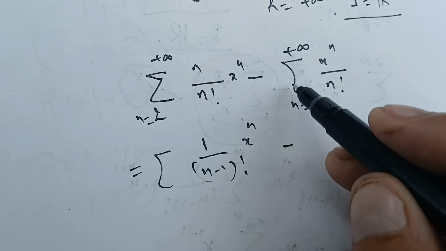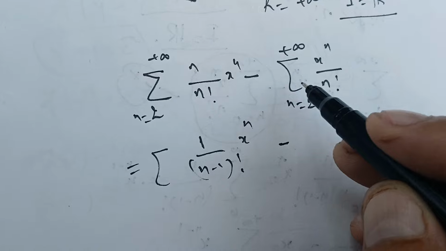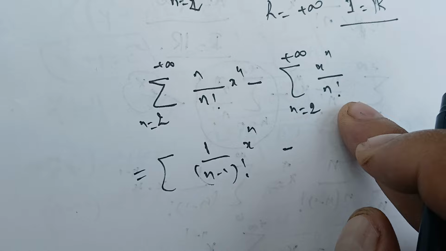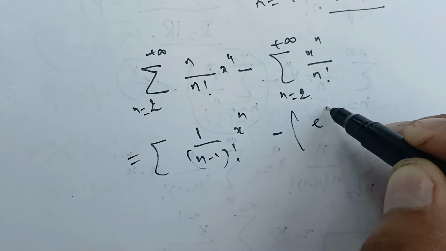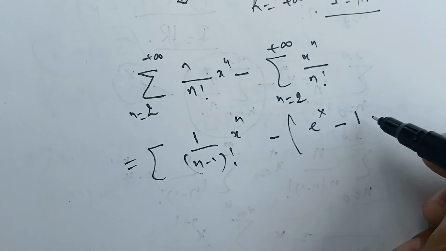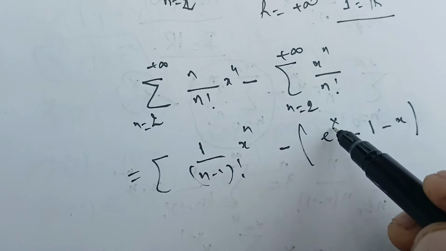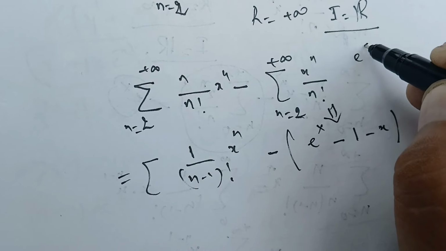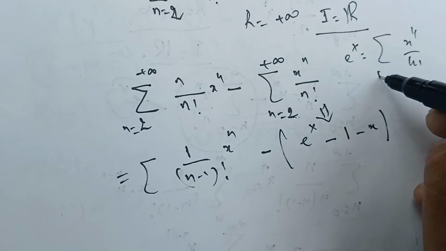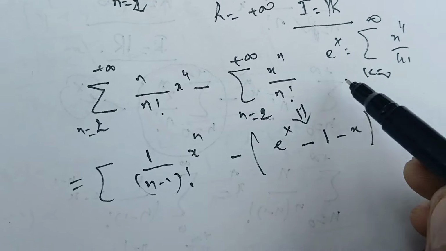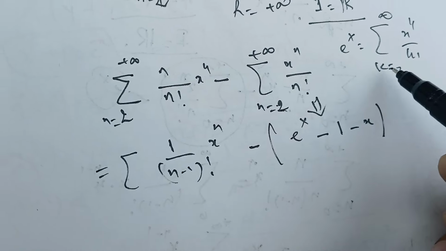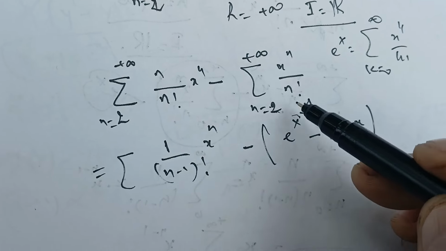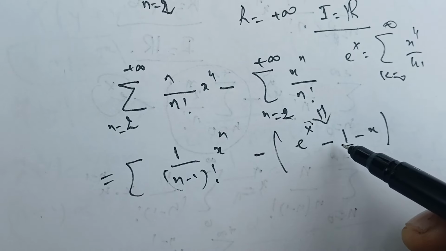Here I can see that this is the Maclaurin expansion of the exponential, but the first terms, corresponding to 0 and 1, are missing. Therefore, I add them to get the exponential, and I subtract them because I don't have them in the series. Note that the exponential starts from 0, but here I'm starting from 2. Therefore, I'm missing 1 and 0. I add them to get the exponential, but I subtract them because they are not part of this series. So this is this part.